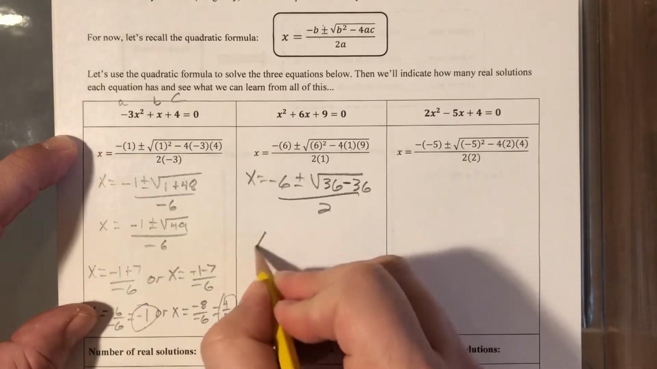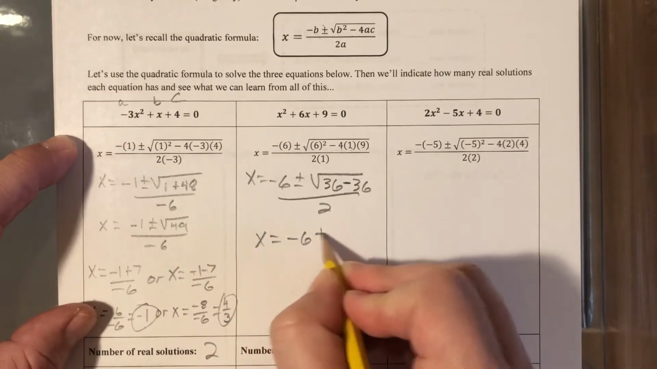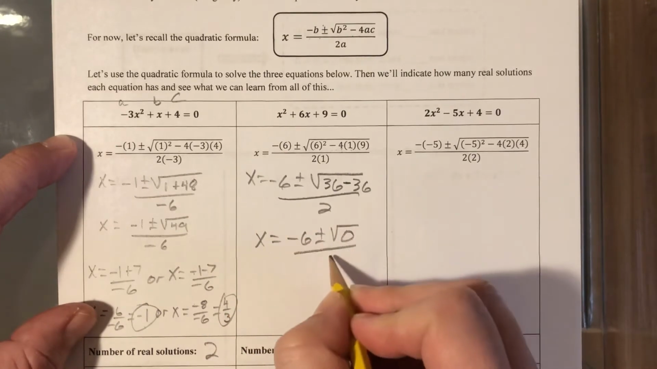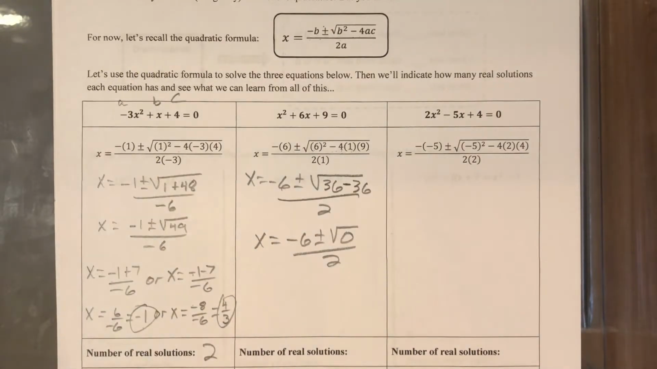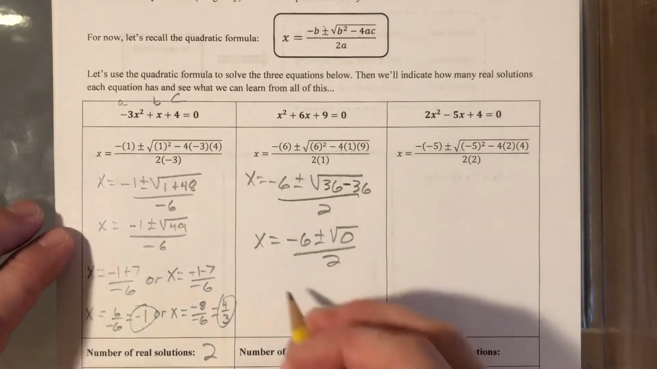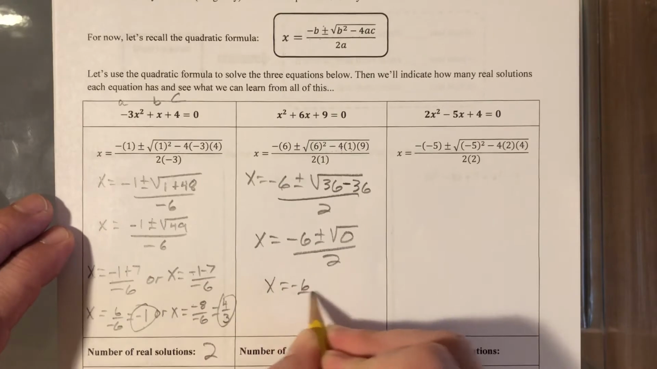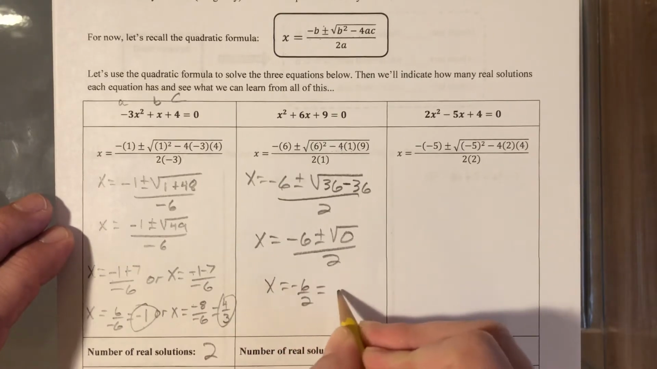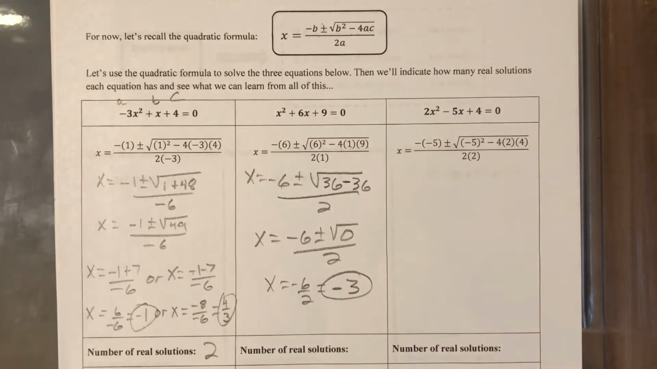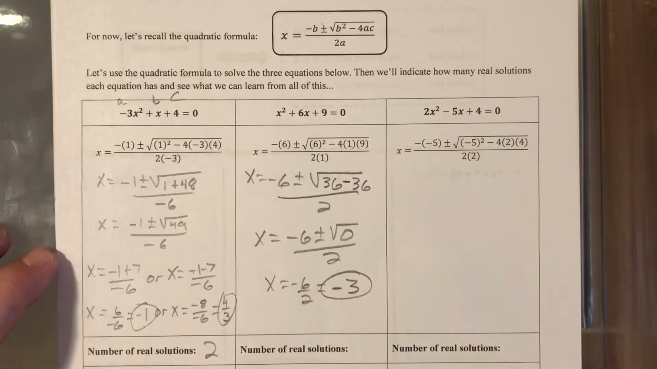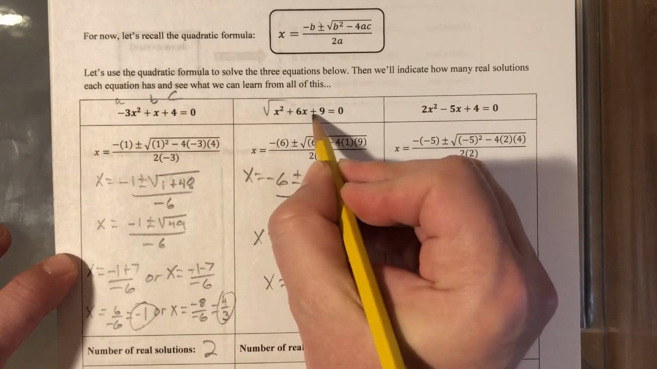So here I've got x equals negative 6 plus or minus the square root of 0 over 2. Well, the square root of 0 is just 0, okay? So we're not adding or subtracting anything to negative 6. It's just staying the same. So we got x equals negative 6 over 2, or x equals negative 3. Okay? There's only one solution there. All right? Now, if we notice this too, this is a perfect square trinomial.